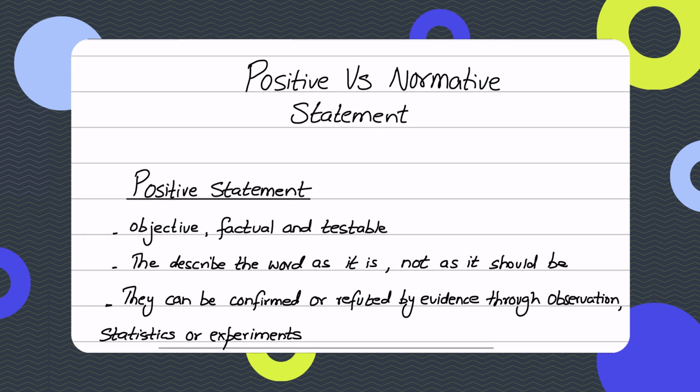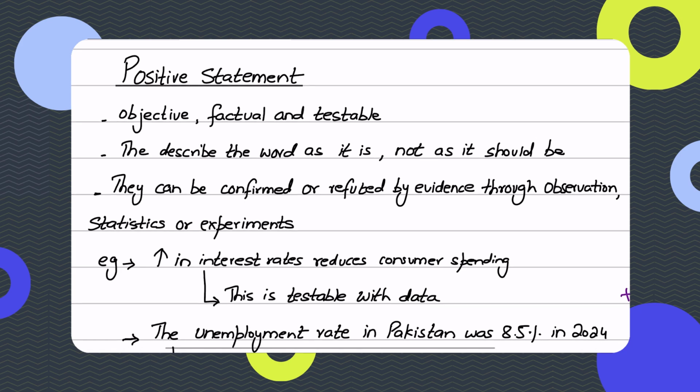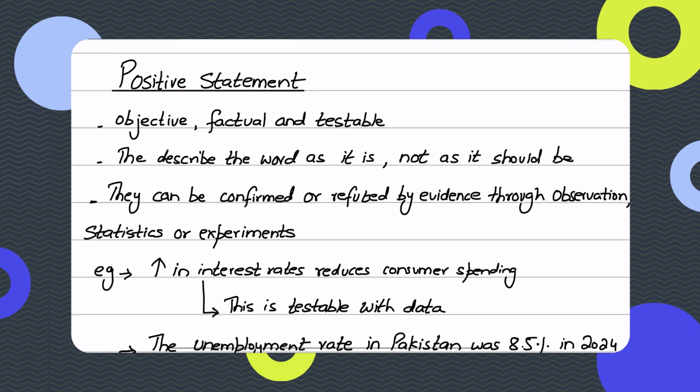Now guys, starting with what a positive statement is. Positive statements are defined as being objective, factual and testable. The main word here is testable, and remember that when statements are objective, they are testable because they are not representing a value judgment. For instance, I'll give you an example. This can only be explained through an example.